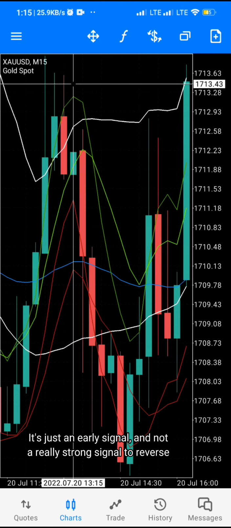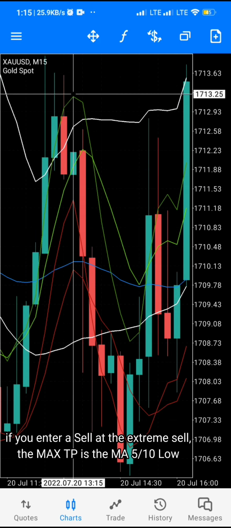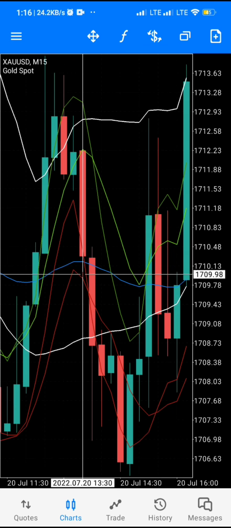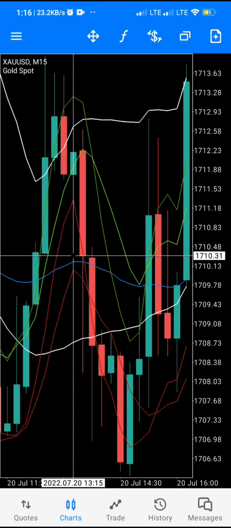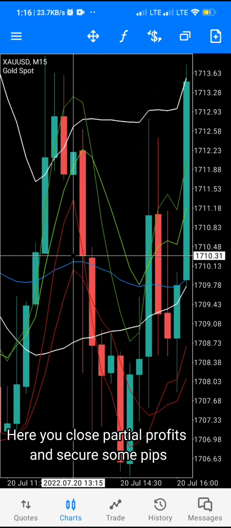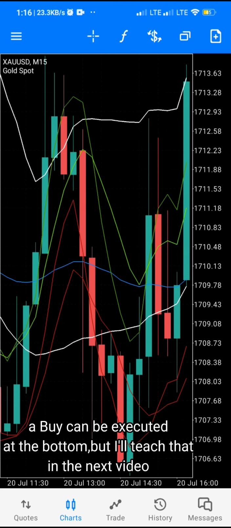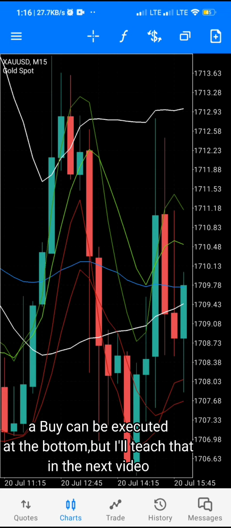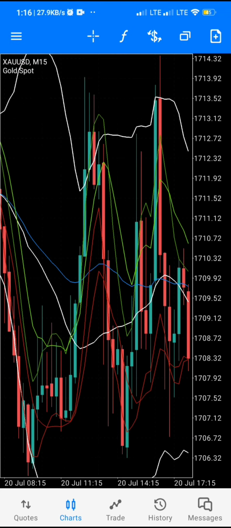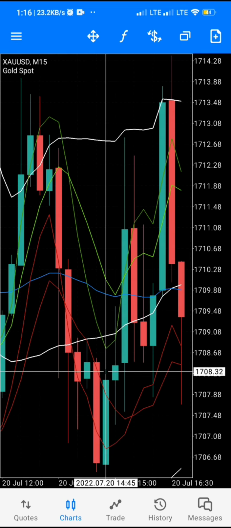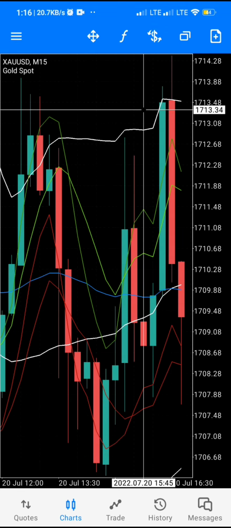So in the event to execute a sell at this setup, the maximum take profit, or rather mandatory take profit, is at the MA lows. By MA lows I mean the MA5 or 10 lows. So when price taps the MA lows, this is where you close. You want to secure some profits and close your positions. After this sell, you can also enter a buy, but that setup I'll teach in the next video. Today I want to focus on sells mostly, but just to give a sneak preview, the buy appears here and then you ride it back to this top, but that's for the next video.